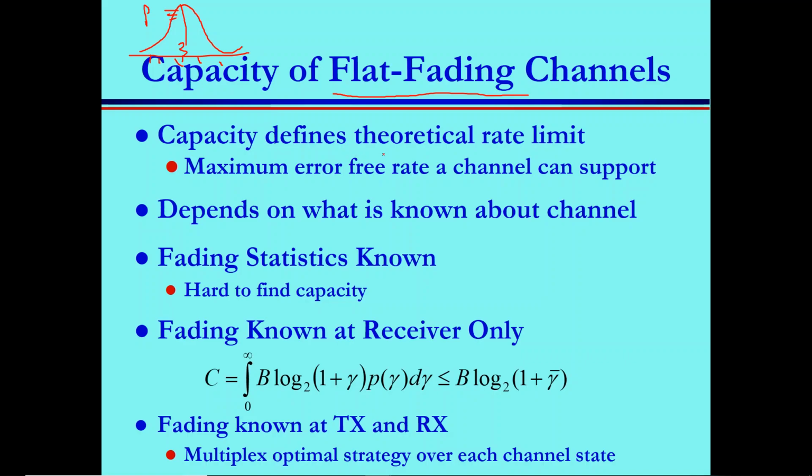In this case, capacity defines the theoretical rate limit. This is the maximum you can achieve. You cannot achieve more than this. It is the maximum error-free rate a channel can support. Of course, this is the rate you can send over this channel while receiving it without errors. It depends on what's known about the channel. So at the end of the day, if you ask me to give you a limit, just tell me what information the receiver has about the channel and what information the transmitter has about the channel. If the channel is known, I may have a solution. If the response of the channel is not known, I may not even be able to derive the limit. So that's heavily dependent on the knowledge about the channel, whether at the transmitter or receiver.